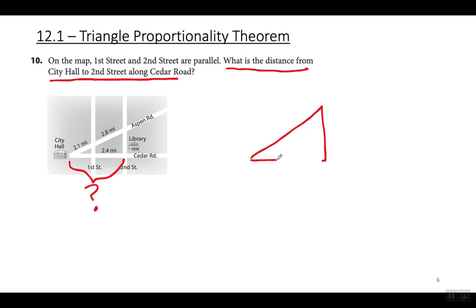So if I rewrite the problem, not that it's necessary, you should already know what to do, but just in case, this is basically what I have. This portion is 2.1. This portion is 2.8. And this portion is 2.4. Just keep in mind, they're asking us for this entire distance, not just this part right here.